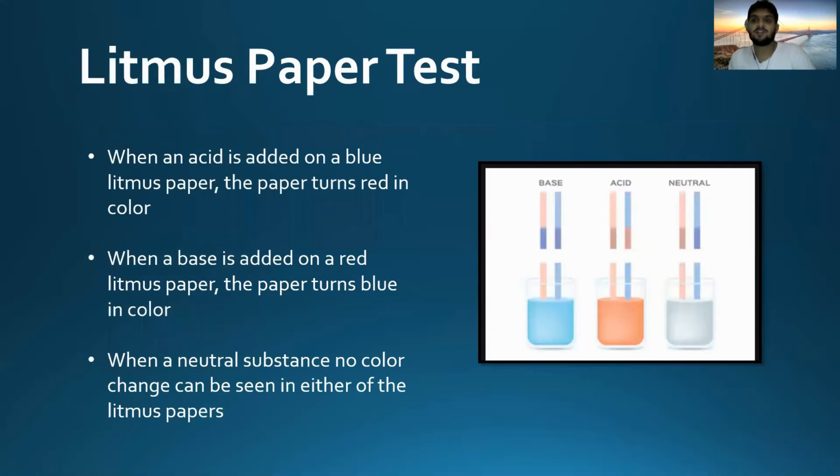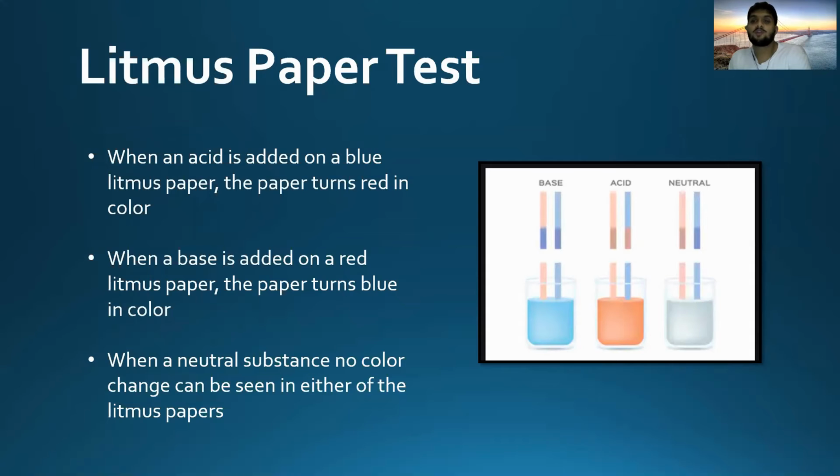And then we have this litmus paper test, the second practical identification that we can use. Litmus paper is a paper which has a substance that changes color depending on the substance it is soaked in. These litmus papers come in two colors. There are red litmus papers and blue litmus papers.